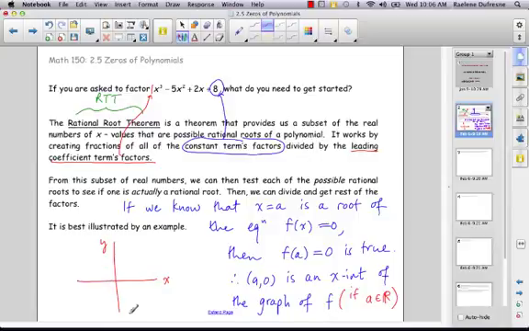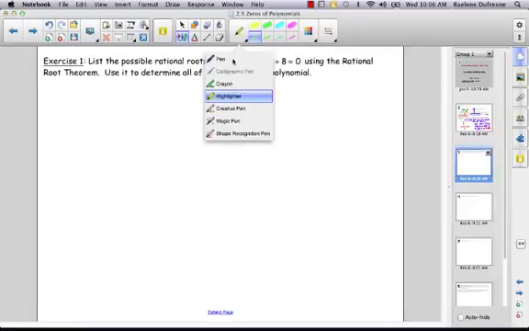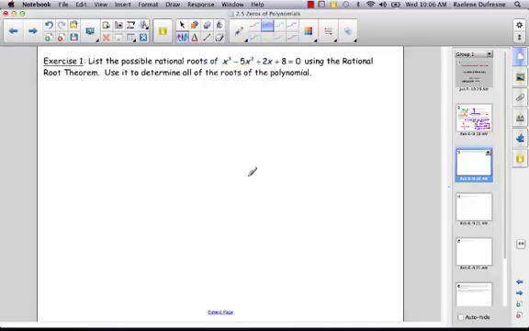Okay, so let's take a look at an example to see how this rational root theorem provides us with this subset of the real numbers that are possible rational roots. Let's list the possible rational roots of x cubed minus 5x squared plus 2x plus 8 equal to 0 using the rational root theorem. Well, the possible rational roots are going to be the factors of the constant term 8 divided by the factors of the leading coefficient 1.